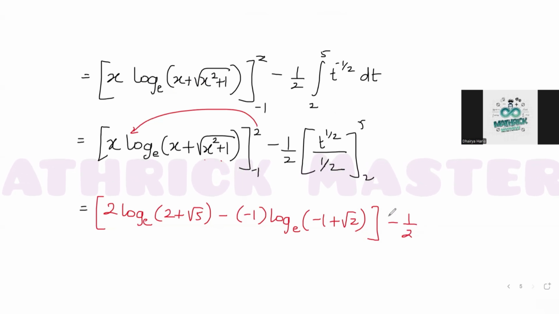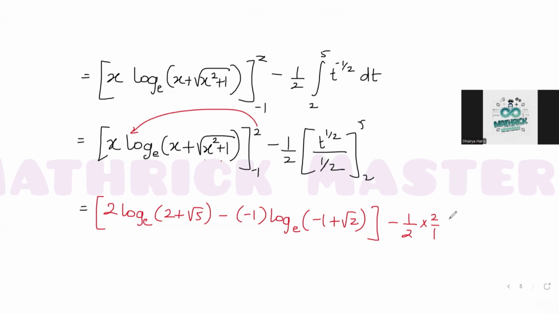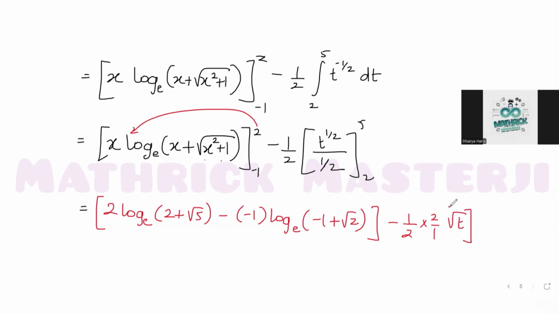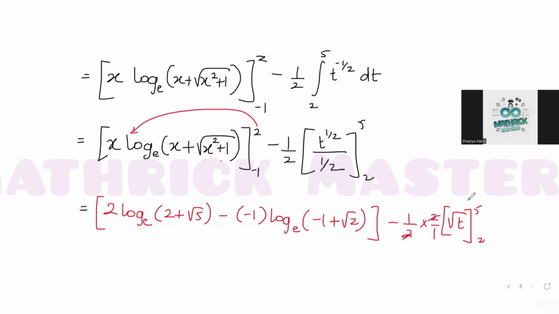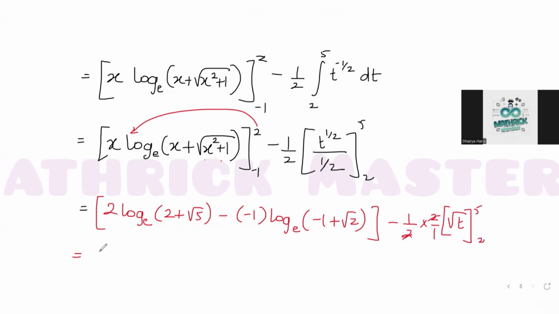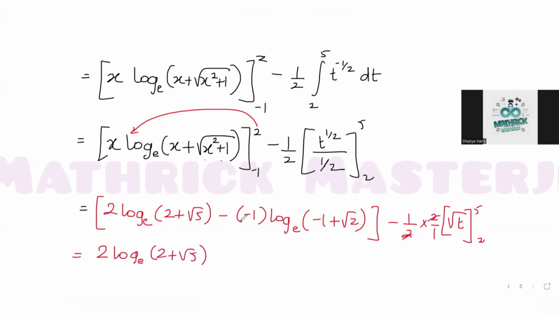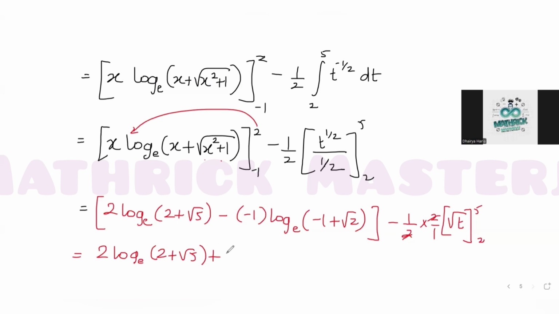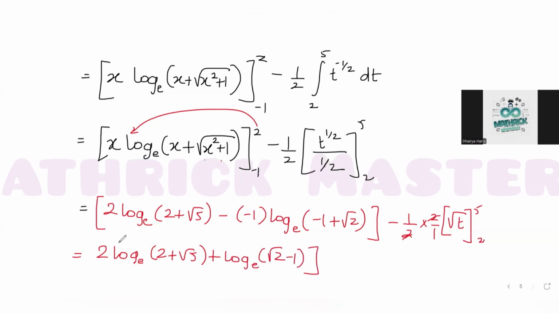This 1 over 2 in the denominator, if it comes up, becomes 2 over 1, and t raised to half is nothing but root t. These limits go from 2 to 5. So let's apply the limit in the second part of the expression also. And if I try to solve this and simplify this, I get 2 log base e of 2 plus root 5, minus minus plus, so plus 1 log base e of root 2 minus 1.